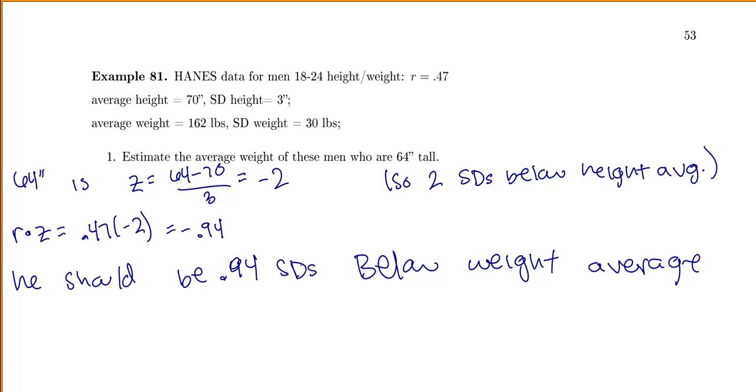Well, how do you find that number? Just take the weight average of 162 and minus our 0.94 times the weight standard deviation of 30 pounds, which is 133.8.